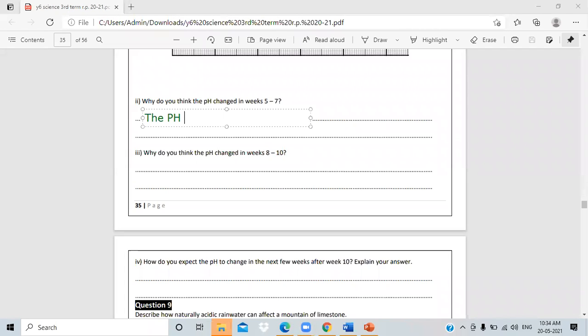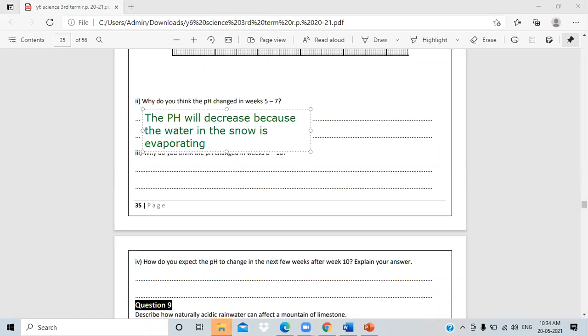The pH will decrease because the water in the snow is evaporating. So the acid concentration is increasing.